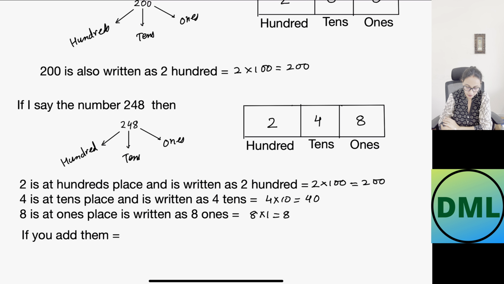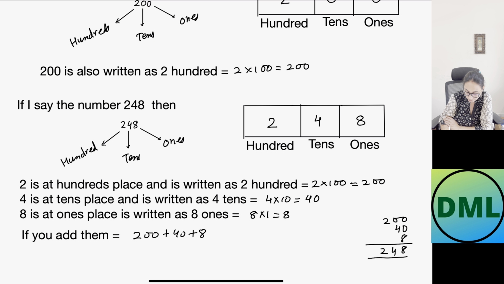If you add all of them, 200, 40 and 8, let's add it here. 200 plus 40 plus 8. You don't know how to add it? Let's add it here. 200, 40 will be at tens place, and 8 is at ones place. Now add it. 8 plus 0 is 8, 4 plus 0 is 4, and 2 as it is. So 248. You will get your number back.